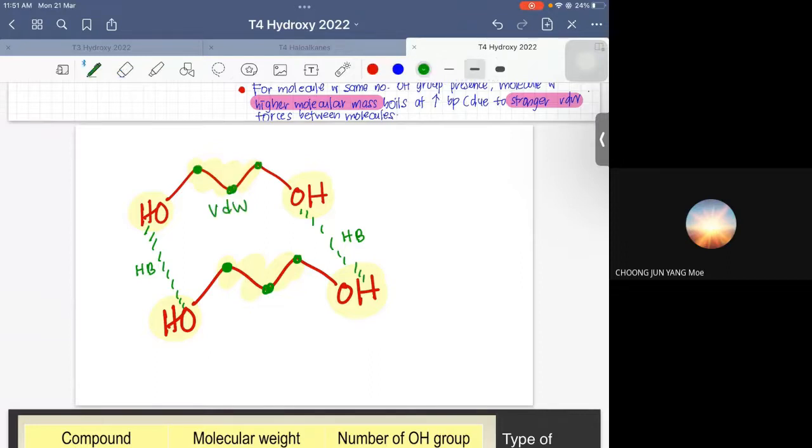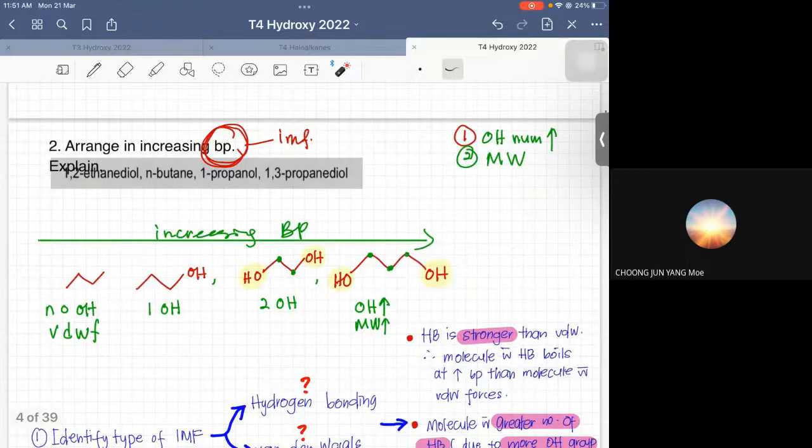Van der Waal forces. Kat sini pun ada van der Waal forces. So, tarikan antara van der Waal forces ni pun consider. Lebih besar van der Waal forces ni, lebih besar area ni, lebih kuat tarikan dia. So, bila dekat sini, ini ada hydroxyl group, tapi van der Waal force dia kecil lemah berbanding van der Waals force dekat sini. So itu faktor apa? Molecular weight.